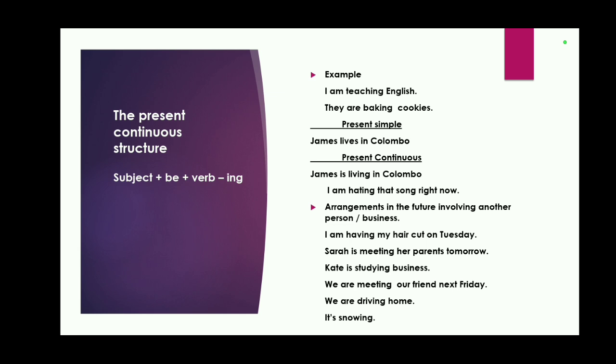Let's take a look at some examples. Kate is studying business. Temporary situation happening now. We are meeting our friend next Friday. Arrangement involving someone else. We are driving home. We are doing this right now, in the moment. It is snowing, for example.